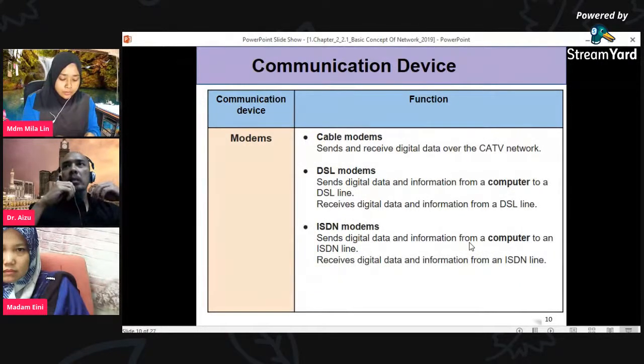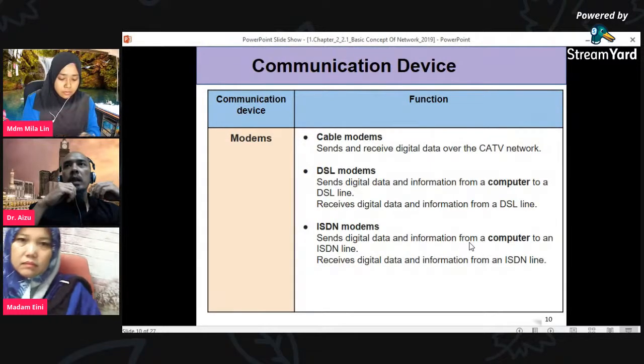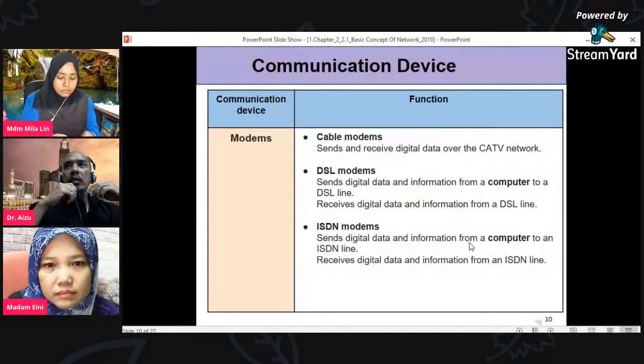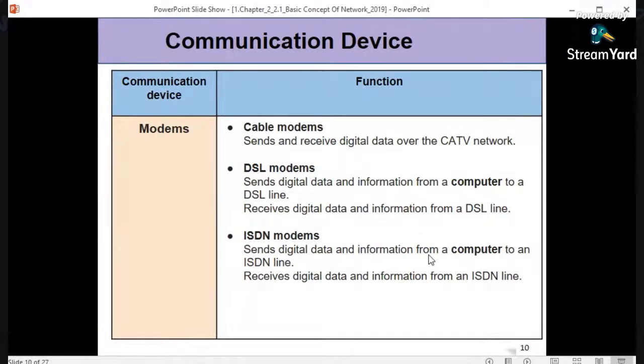Okay, the first is cable modem. Send and receive digital data over the CATV network. The second one is DSL modem. Send digital data and information from a computer to a DSL line and receive digital data and information from a DSL line. And ISDN modem sends digital data and information from a computer to an ISDN line and receives digital data and information from an ISDN line. So there are three different wired modems: cable modem, DSL modem, and ISDN modem. If we talk about streaming, streaming uses DSL modem.